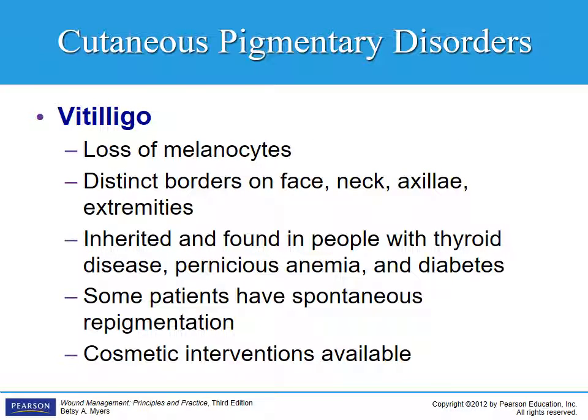Vitiligo is a loss of melanocytes. There are distinct borders on the face, neck, axilla, and extremities. It's inherited, and it's found in people with thyroid disease, pernicious anemia, and diabetes. Some people have spontaneous repigmentation, so the white spots that you see will spontaneously repigment. And cosmetic interventions are available.